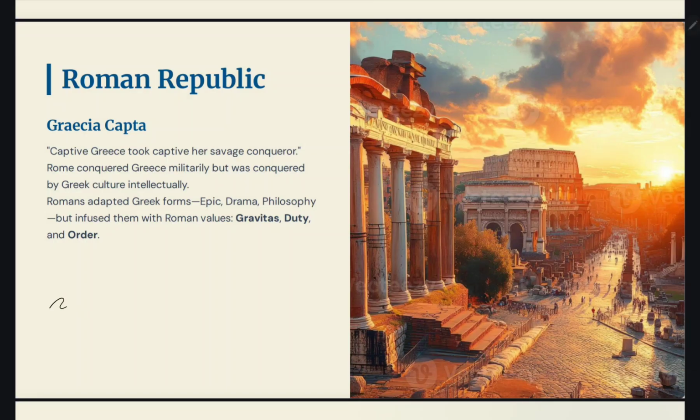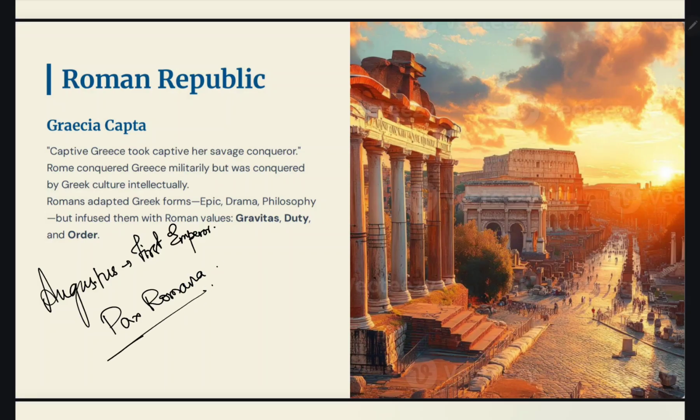Keep in mind, Augustus, first emperor. Then we are going to see about Pax Romana. It's a most important achievement, meaning Roman peace.